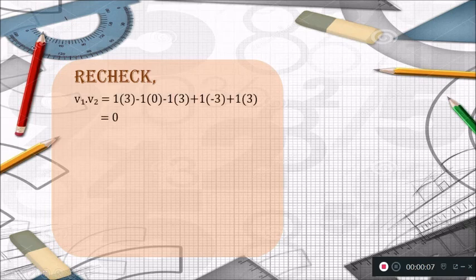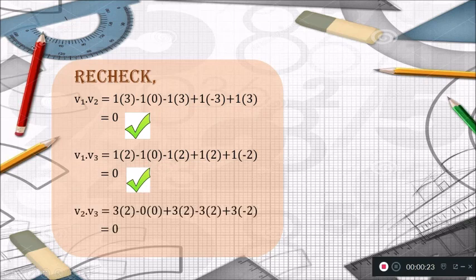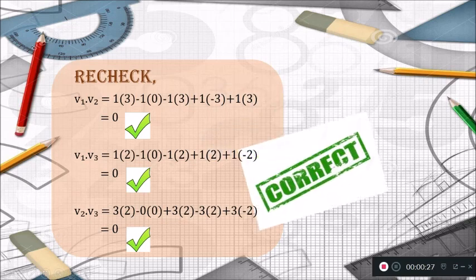But in order to make sure that your answer is correct, you can recheck your answer by using the dot product. If the dot product of v1 and v2 is 0, then this is an orthogonal basis, and you need to do the same operation for v2 and v3. If all the answers that you get are 0, then v1, v2 and v3 are an orthogonal basis.